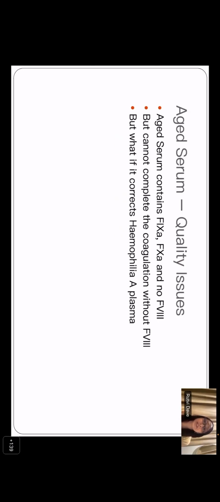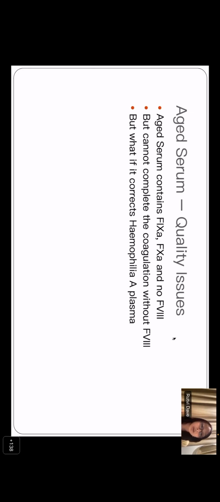So just like the adsorbed plasma, which can have quality control issues, similarly, even the 8 serum can have quality issues. So 8 serum contains 9A, 10A, but it does not contain 8. But we know that we cannot complete the coagulation without 8. So is it possible that your 8 serum is also falsely giving complete correction with hemophilia A plasma? Yes, it is possible if it is not a good quality 8 serum.